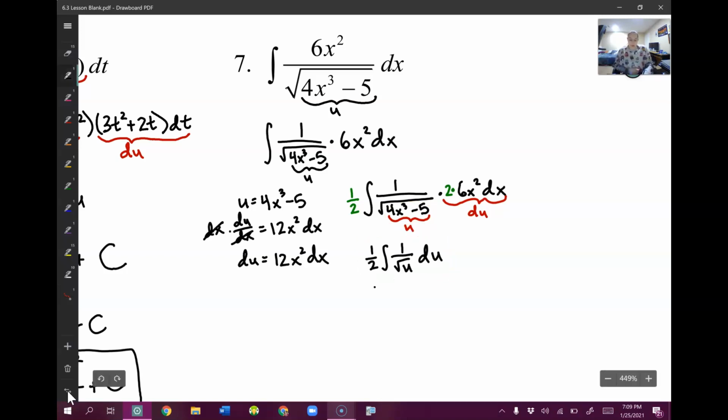Now, I'm going to rewrite that square root of u as u to the 1/2, and then bring it up into the numerator so I can do power rule. So it's going to be u to the negative 1/2. Those two things are the same. And now you should be able to do your power rule and then substitute u back in. So pause the video again and keep trying to finish solving it from here.